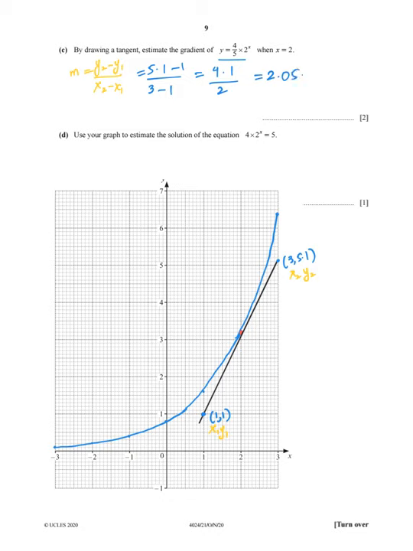And after that it says, use your graph to estimate the solution of the equation 4 into 2 to the power x equals 5. Alright. So let me first write down the equation that we have drawn. It's y equals 4 divided by 5 times 2 to the power x. We need to make this equation into our curve equation, right? So what I need here is I have 4, right? I have 2 to the power x. What part is missing? Basically 5 is missing.